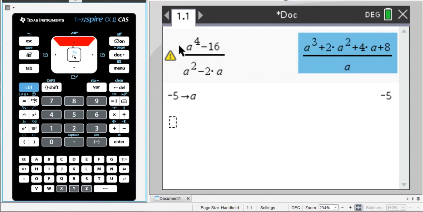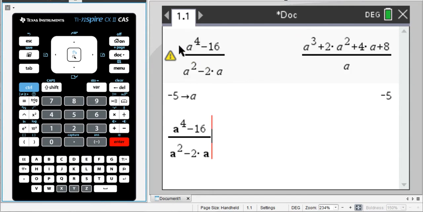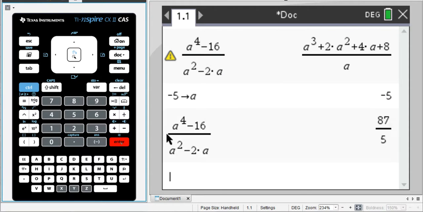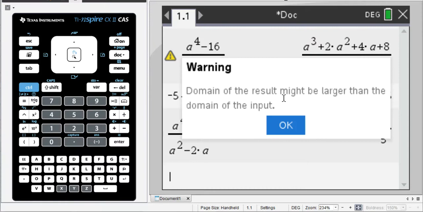This way, when I go back up to the original expression and press enter, the a value will be executed as a number, negative 5, and then the result would be simplified. Now, I would like to note that there is an error message here, and it's stating that the domain of the result, this output, might be larger than the domain of the input.